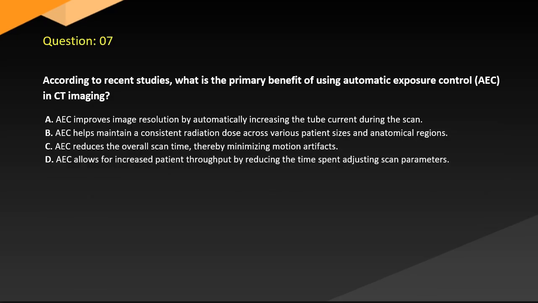Question 7. According to recent studies, what is the primary benefit of using automatic exposure control in CT imaging? A. AEC improves image resolution by automatically increasing the tube current during the scan. B. AEC helps maintain a consistent radiation dose across various patient sizes and anatomical regions.